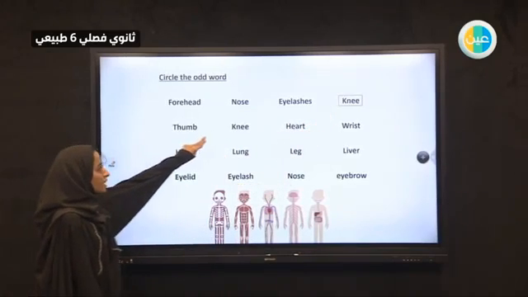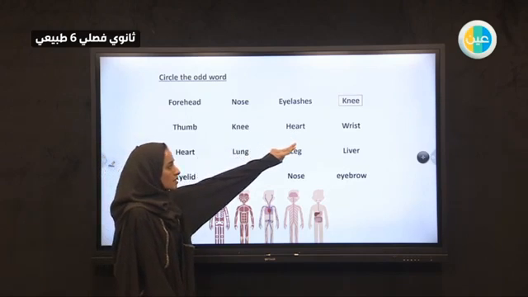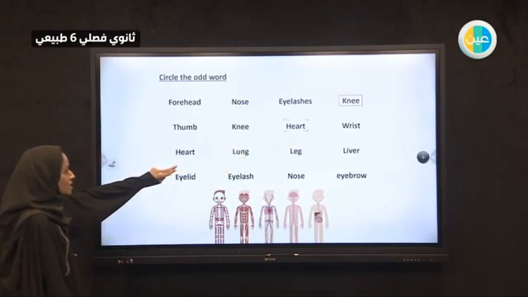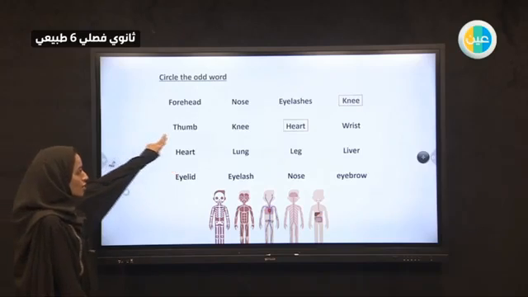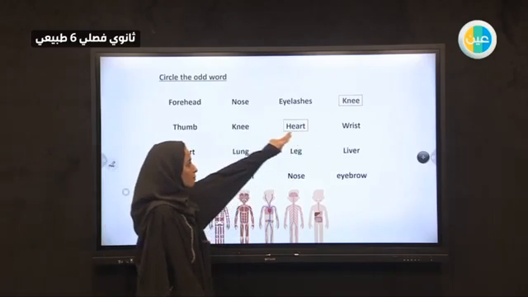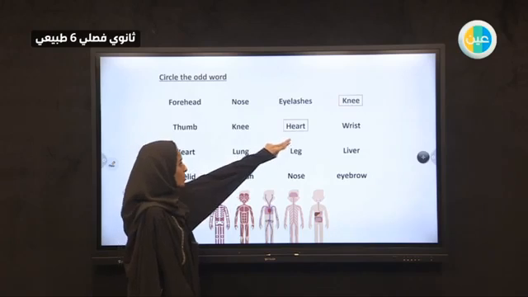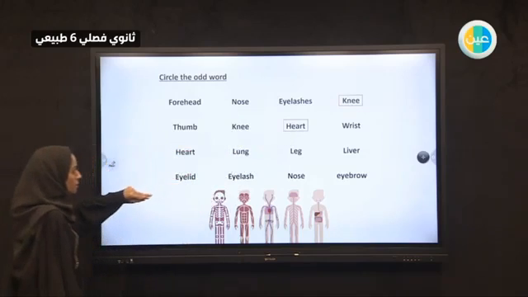Thumb, knee, heart, and wrist. Which one is different? The one that is different is the heart. All of them are part of your body, but this one is an organ. All of these are from the upper and lower body.